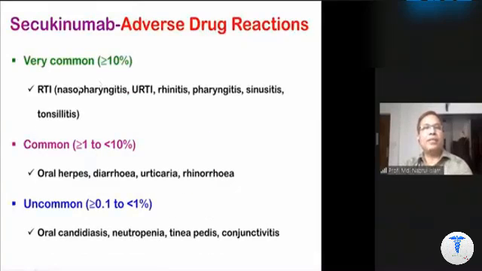So it does have some adverse effects. Upper respiratory infection is the most common one. Next common are oral herpes, diarrhea, urticaria, and rhinorrhea. Uncommon are candidiasis, neutropenia, tinea, and conjunctivitis.